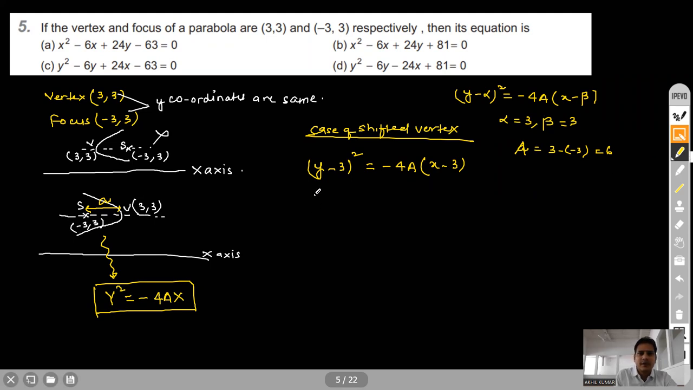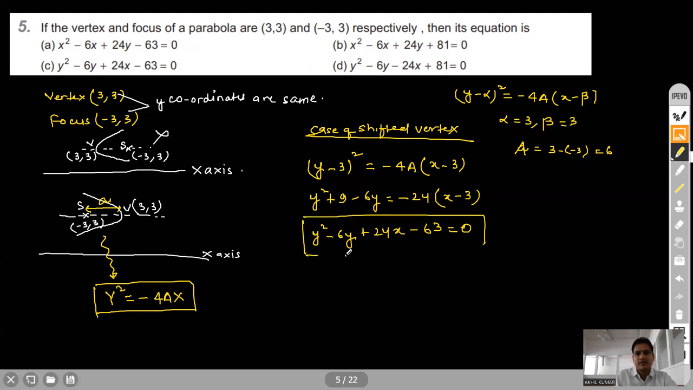So now open it. So it will be y squared plus 9 minus 6y, right? Is equal to minus 4 into A, that is minus 24, into x minus 3. So it will be basically y squared minus 6y plus 24x. This will be plus 72, and while coming to this side it will be minus 72 plus 9, that is minus 63, is equal to 0. So this will be our final answer. This will be the equation of the required parabola. Y square minus 6y plus 24x minus 63 equal to 0. So this option C is correct.